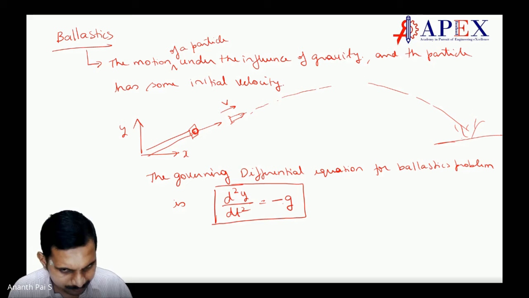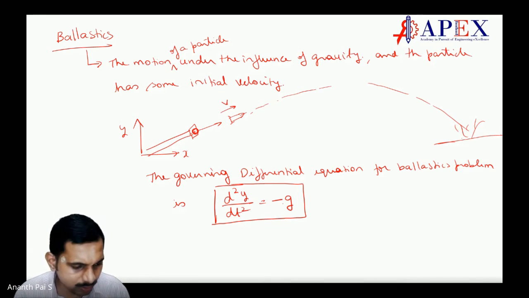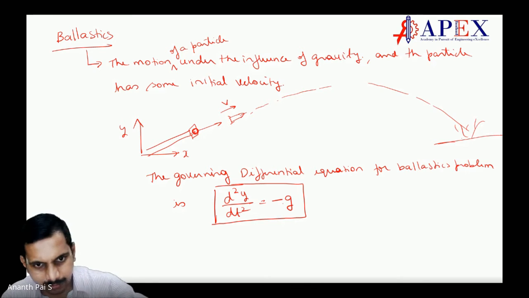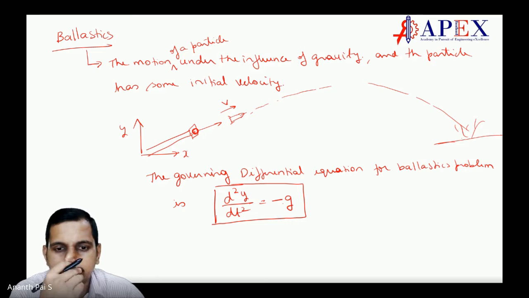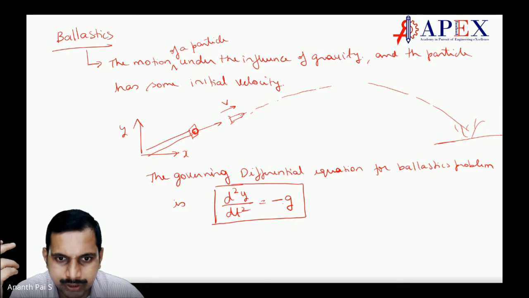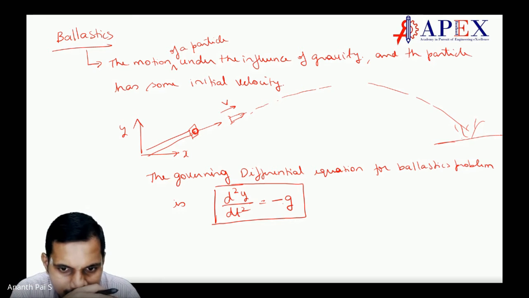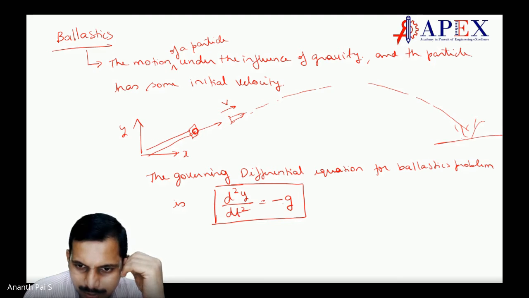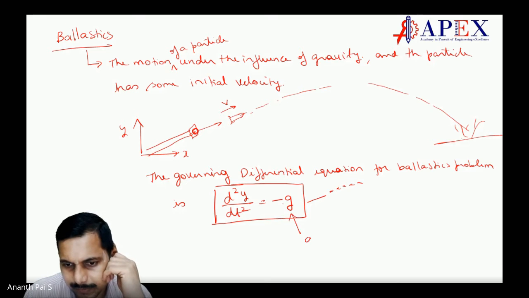Make sense? Okay, write this down, students. Now we will see how this differential equation will govern the motion of this ballistic particle or ballistic object. This is the governing equation. Very, very important. G is what? Acceleration due to gravity, correct?